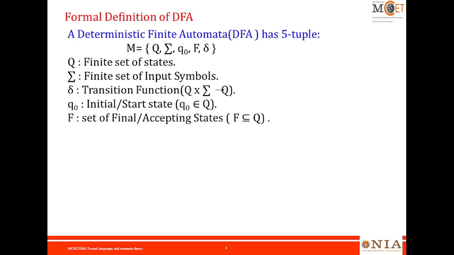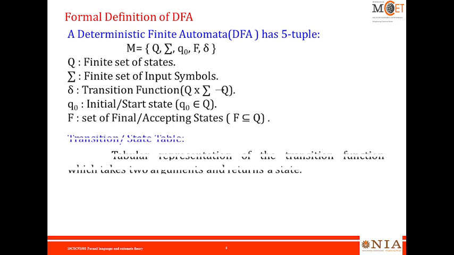Next one is the transition function. It can be represented by using the symbol delta. The transition function is a process of moving from one state to another state for one input symbol.